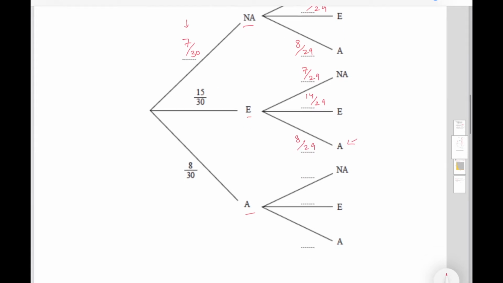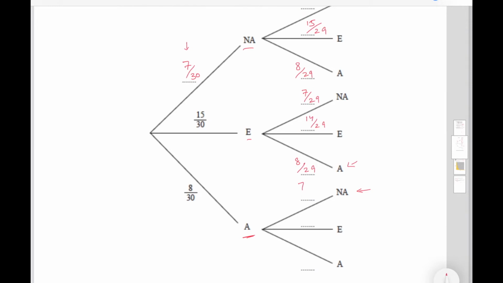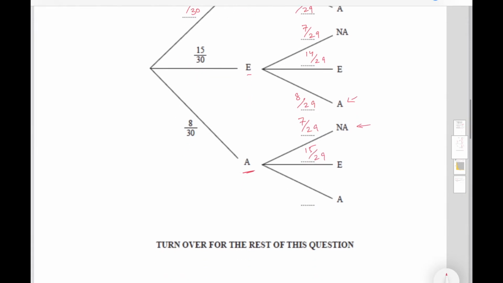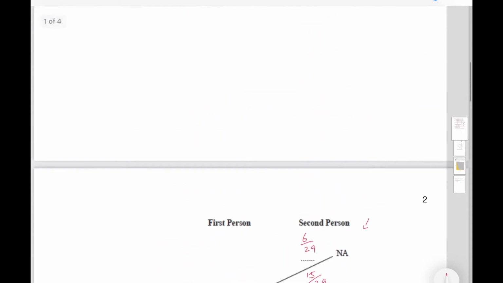Okay, the next part says Asia. So Asia first and then North America. North America stays the same, so it's 7 out of 29, of course, one less person. Then for Europe, it stays the same, which is 15 out of 29. But for Asia, since one is subtracted, you get 7 out of 29. Hence the tree diagram is completed.